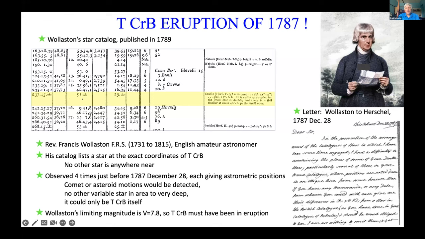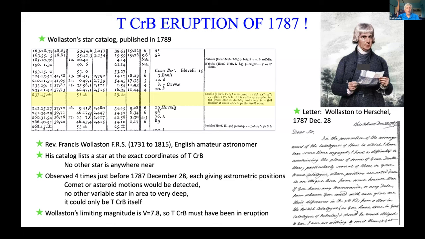He measured it four times with both a large and a small telescope, and he was doing an astrometric position in each of those four times. Okay, so we have a good astrometric position for this particular measure. And it turns out that the position of this is right on top of T CrB. And there are no other stars anywhere nearby.